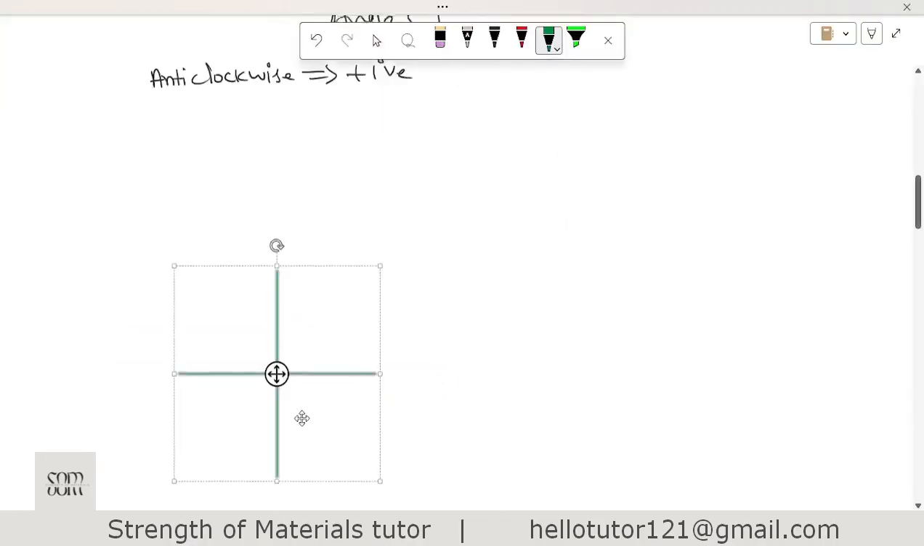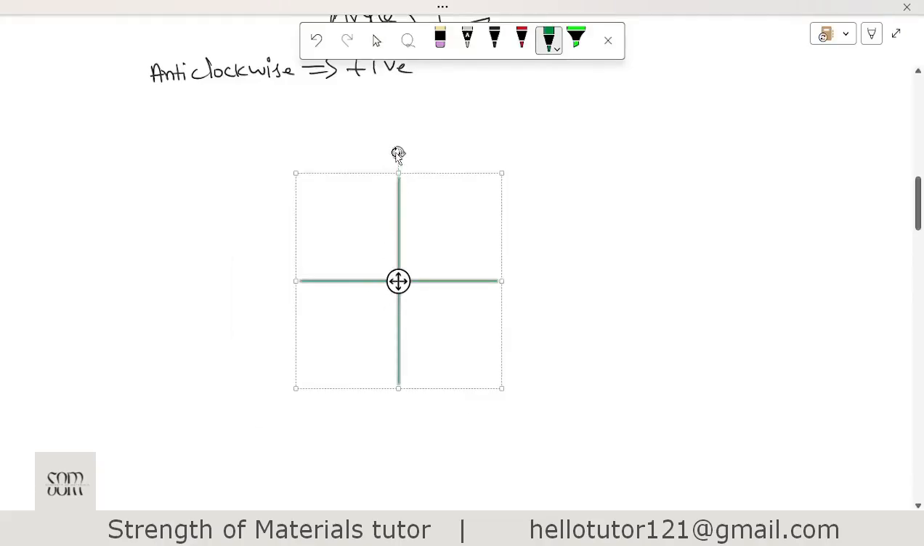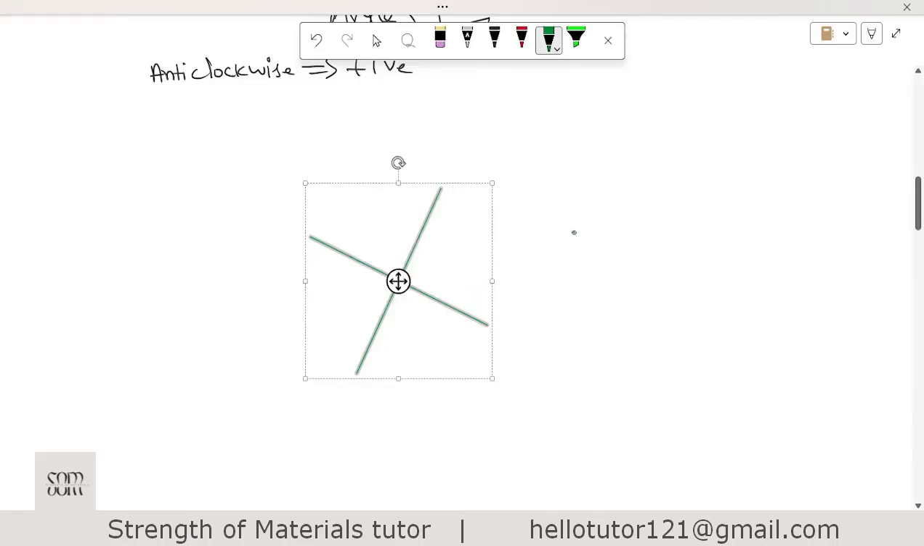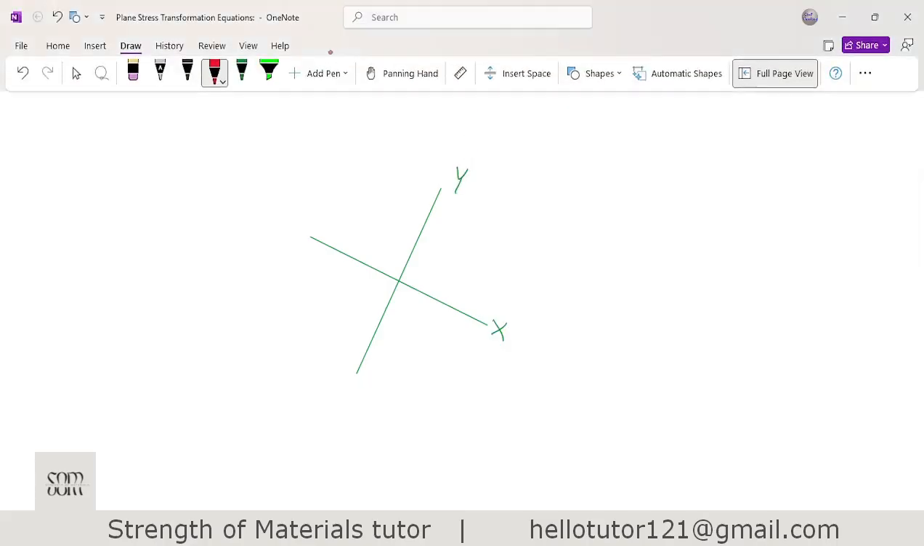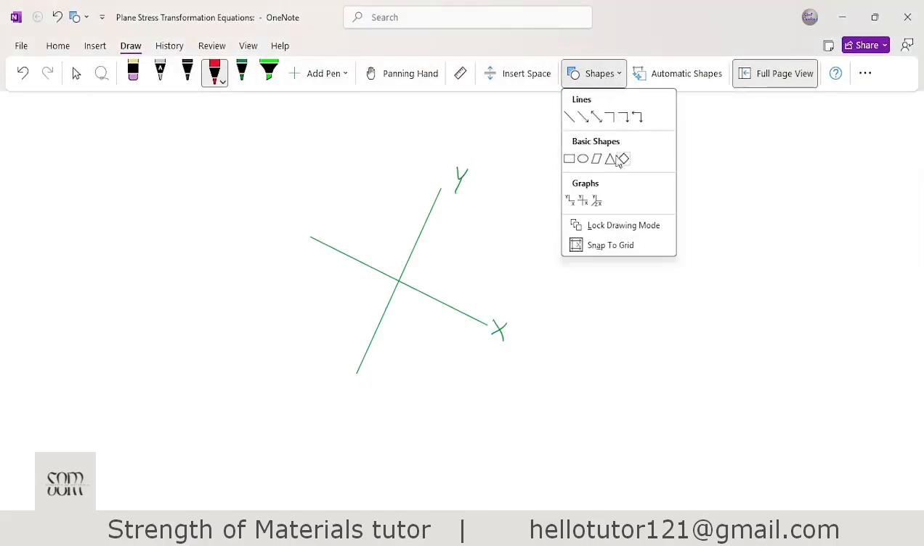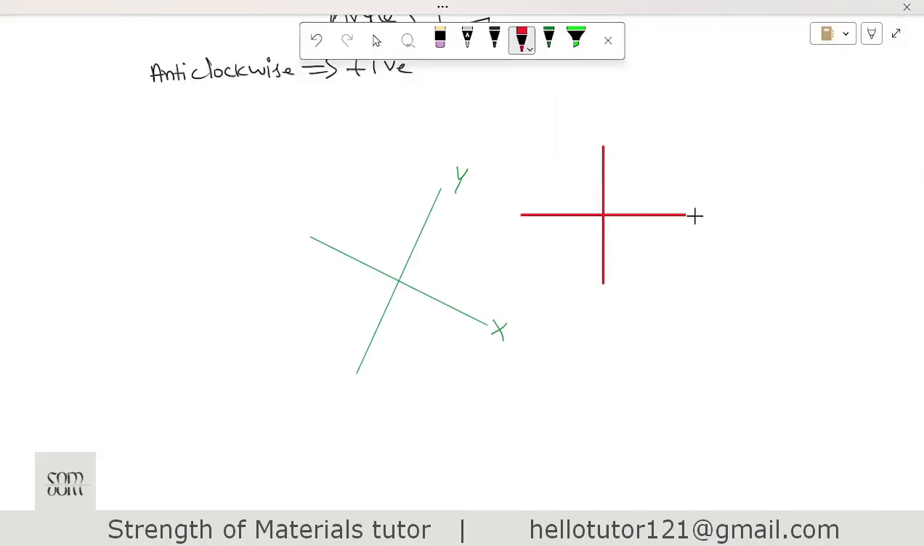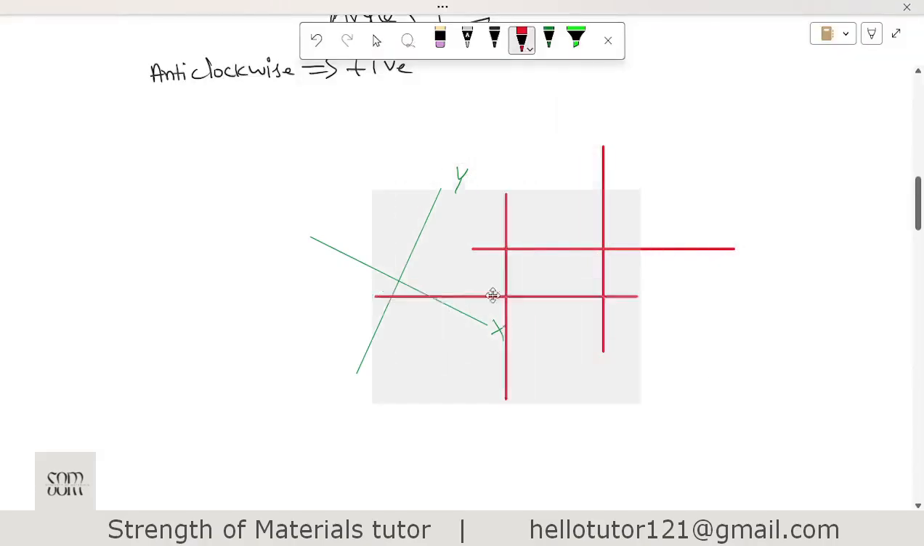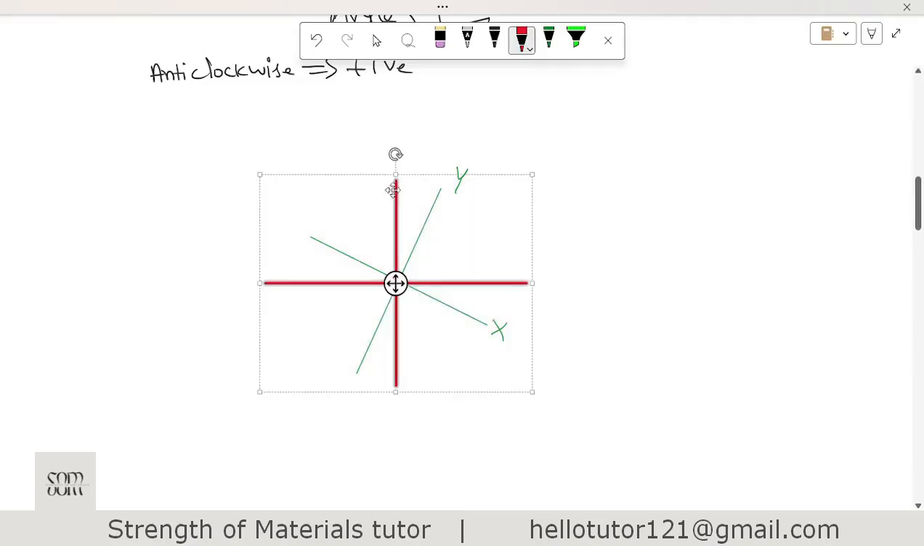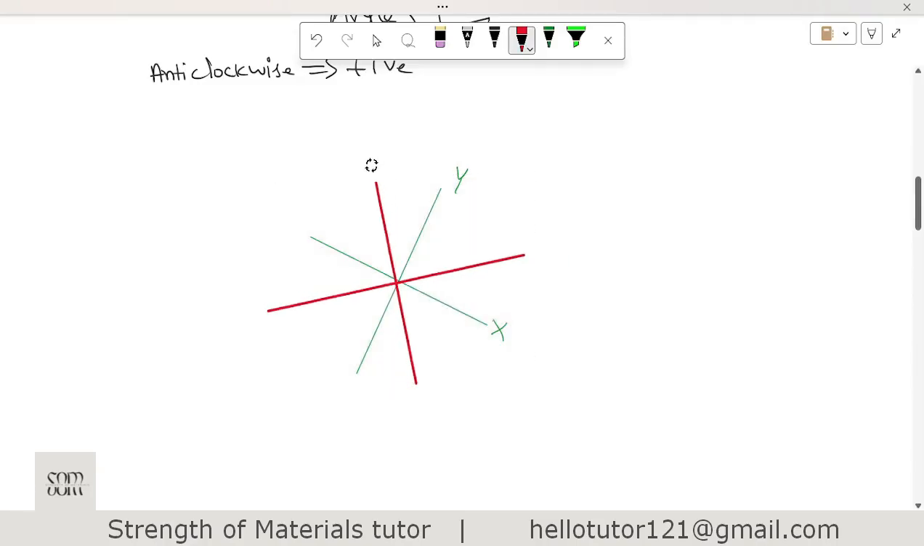If this is, for example, I will not keep it vertical. But you will see most of the books keep this vertical. I will rotate it. So this is one coordinate system. Let us say this is the x-axis and this is the y-axis. Now this is another coordinate system. I rotate it anti-clockwise.